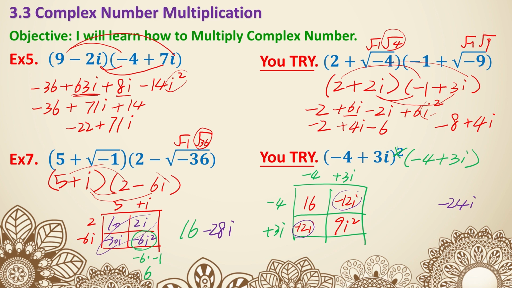Then 9i squared, well, i squared again is a negative 1, so that will be a 9 times negative 1, which is a negative 9. So 16 minus 9 is a 7. There you go. That's example 8.